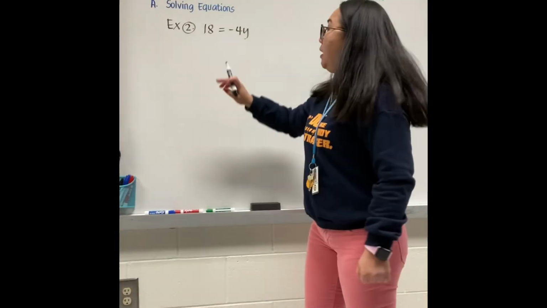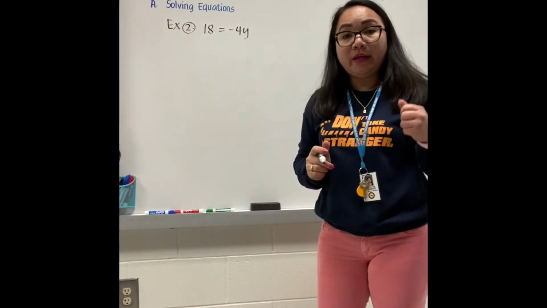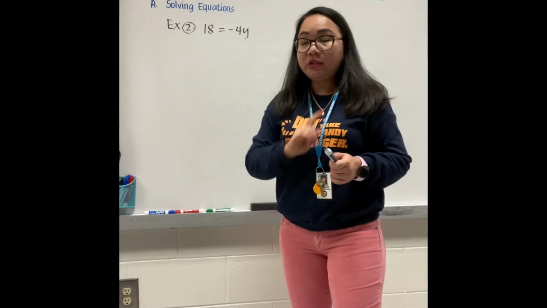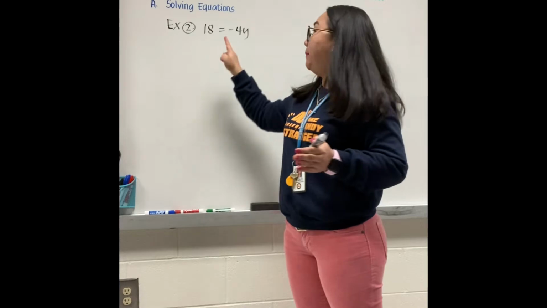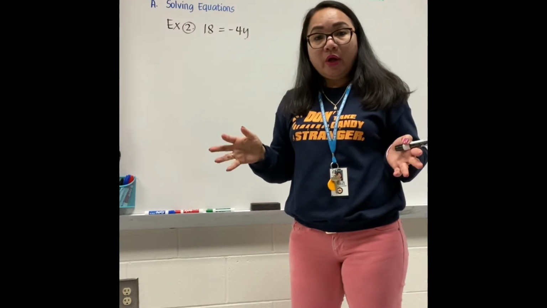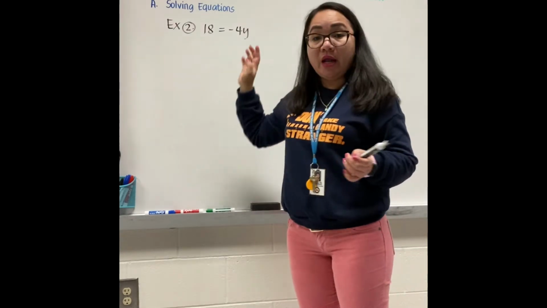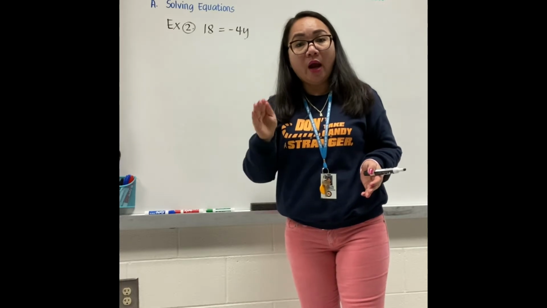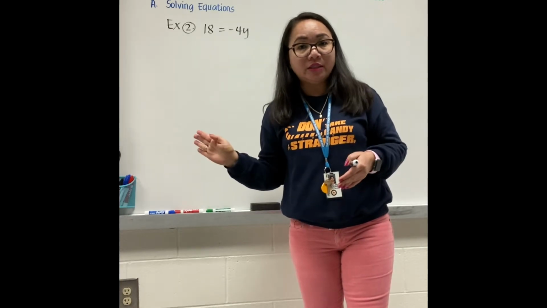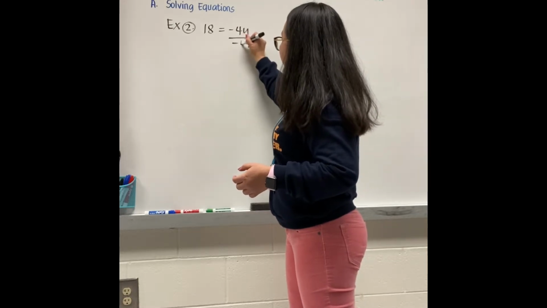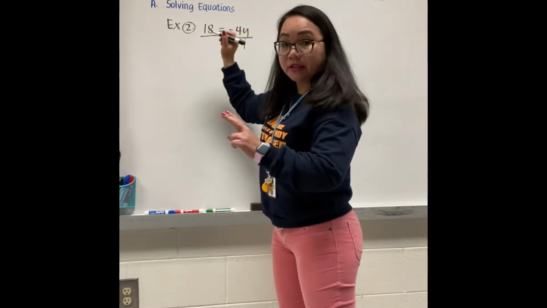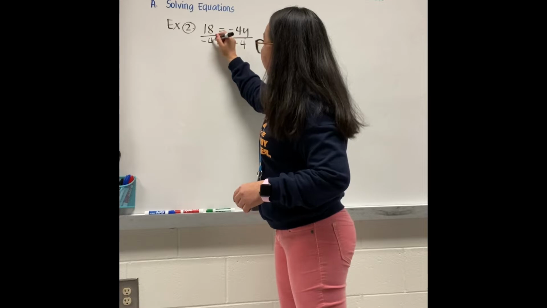Next example, 18 is equal to negative 4y. Now notice that our unknown y is multiplied by negative 4. So what we're going to do is get rid of negative 4 so that y will be by itself on the other side of the equation. So we will divide this by negative 4, and divide also the other side of the equation by negative 4.